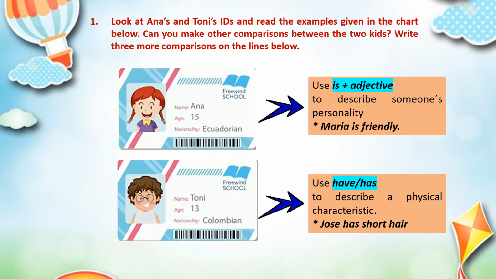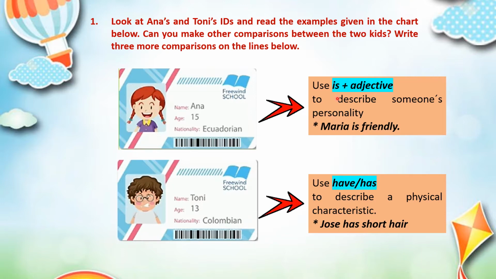Name: Anna. Age: 15 years old. Nationality: Ecuadorian. Next one. Name: Tony. Age: 13 years old. Nationality: Colombian. So please pay attention to this one. We're going to analyze the first square.